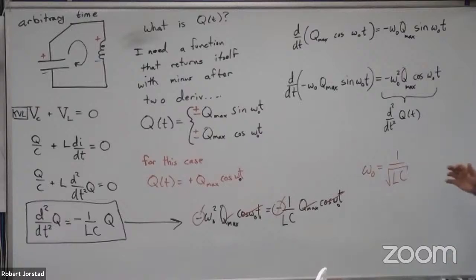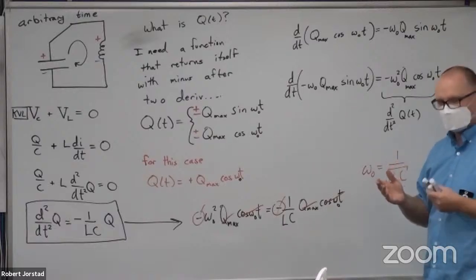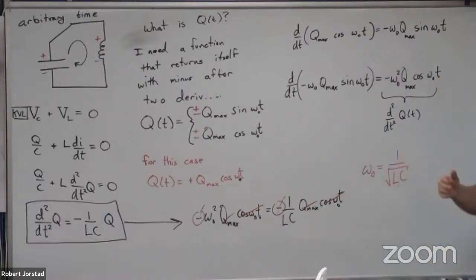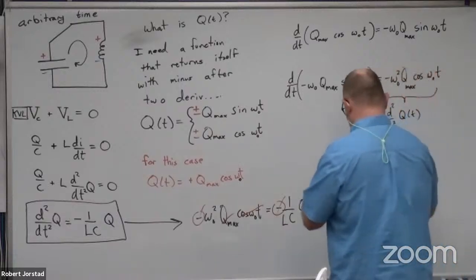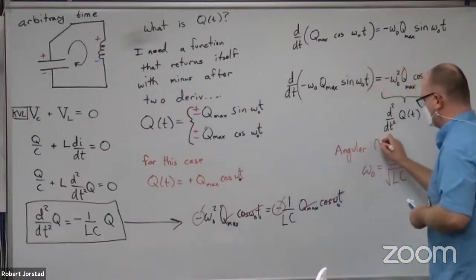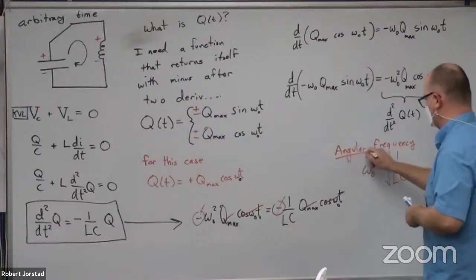Well, we need to know some terminology here. Mathematically, we see a bunch of symbols. What does omega naught mean? What does omega mean in physics? Angular velocity. Now, in this case, we don't want to use velocity anymore, so we're going to change it to angular frequency. It's the same thing, though.